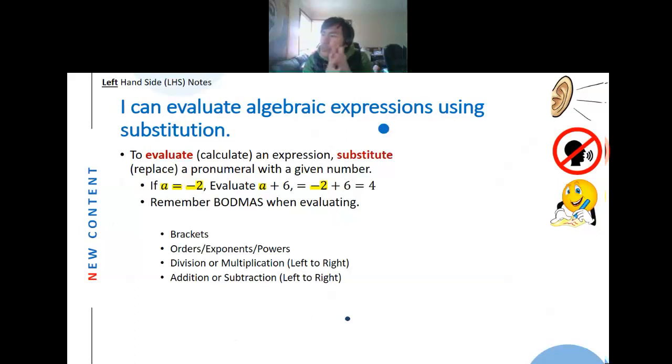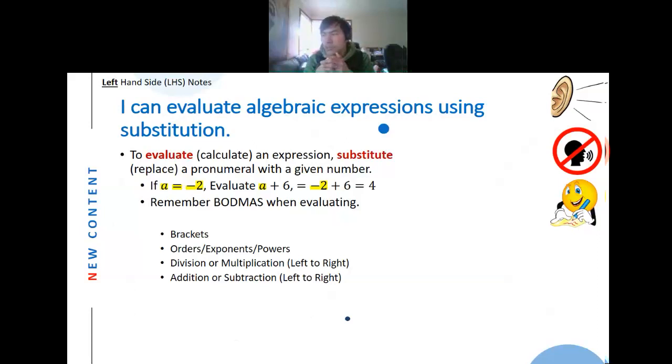Right. So to evaluate means to calculate an expression. Substitute means replace a pronumeral with a given number. And if you guys remember from the last lesson, a pronumeral is a letter. So basically, if we want to know the value of an expression, we would replace the letters with numbers.